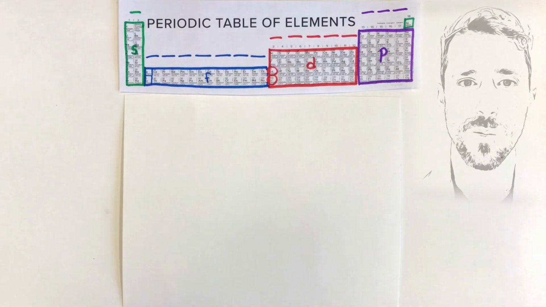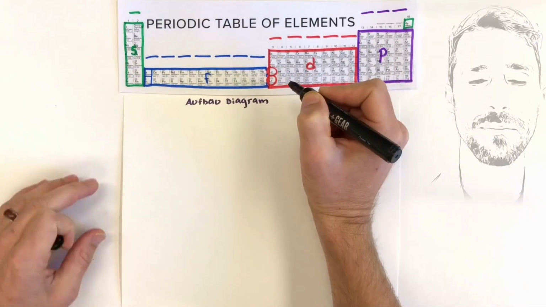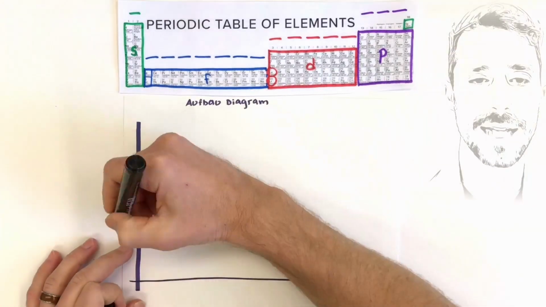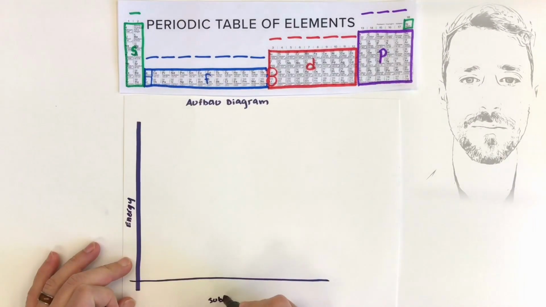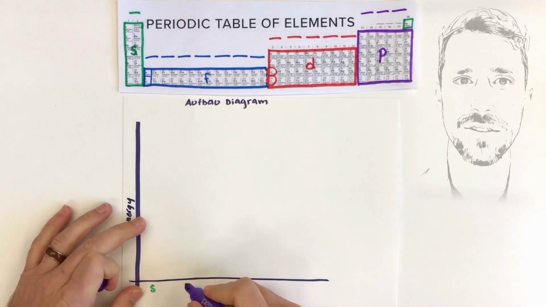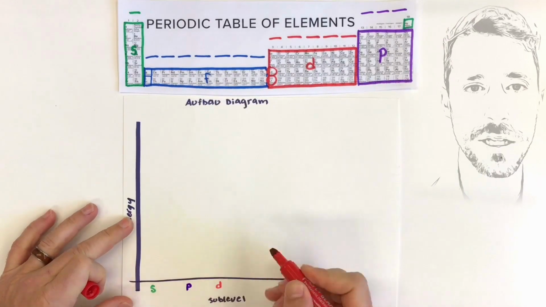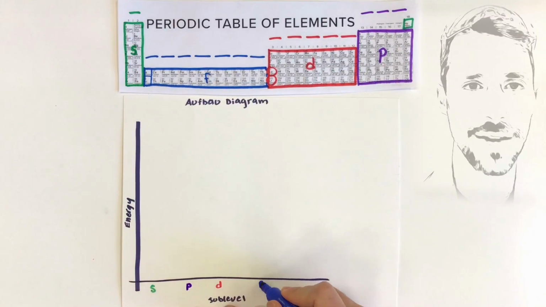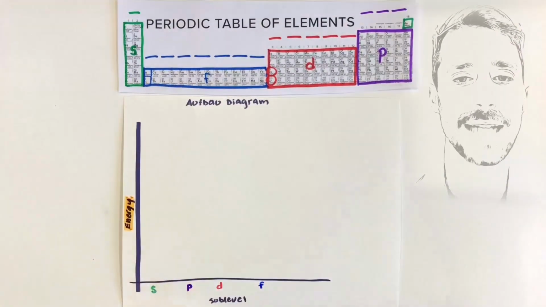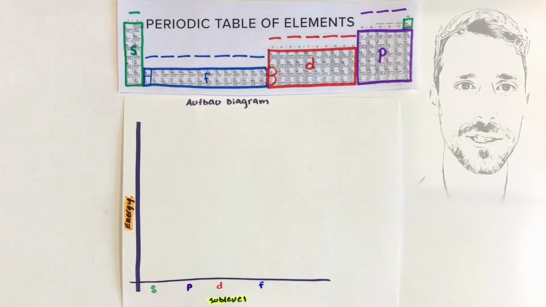Now, when we draw an Aufbau diagram using our periodic table, we're simply moving left to right across the periodic table. So when we say the energy and sublevel, the sublevels S, P, D, and F, we're going to be moving left to right. So we'll start at energy level 1 going left to right, then we'll go energy level 2 left to right, energy level 3 left to right, so on and so forth, and just write down the orbitals and sublevels and energy levels that we happen to come across.